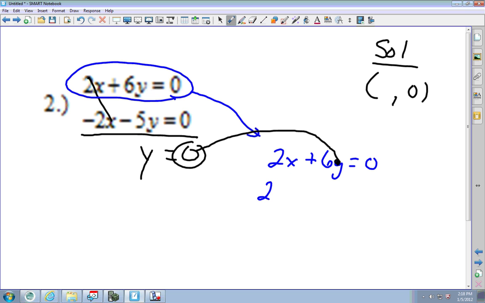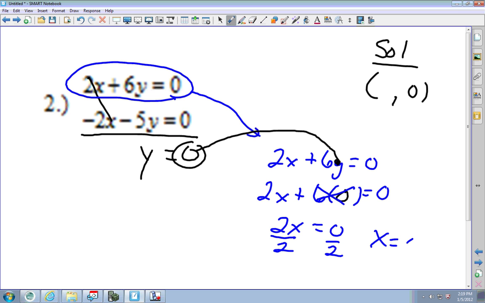So I have 2x plus 6 times 0 equals 0. Well, I have 2x, 6 times 0. 6 times 0 is 0. And that equals 0 right there. I'm going to divide by 2. X equals 0. There's my solution.